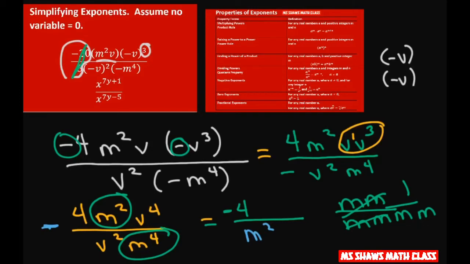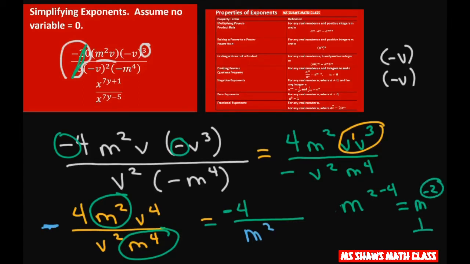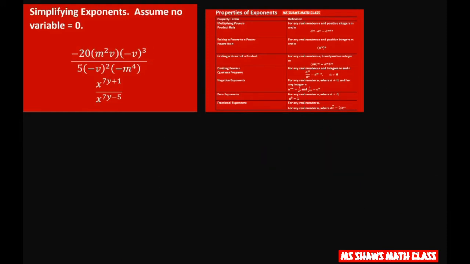You could also have used your quotient property and did this. You could have said m to the 2 minus 4 equals m to the negative 2. And then that negative 2 means you put that in the denominator to get rid of the negative.